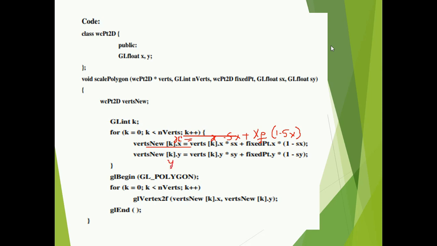And next, if you want to calculate y dash, that's also vertexNew y is equal to the previous vertex y value into the scaling factor sy, plus the fixed point yf into 1 minus the y scaling factor. Then after generating the two new values, that is x dash and y dash, the loop will end based on the number of vertices.